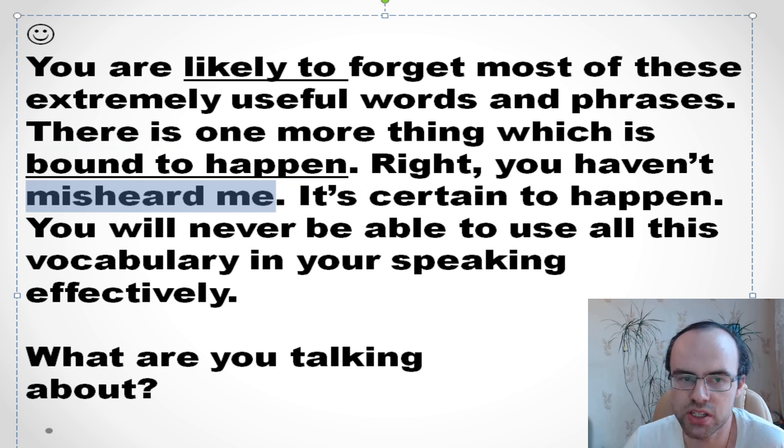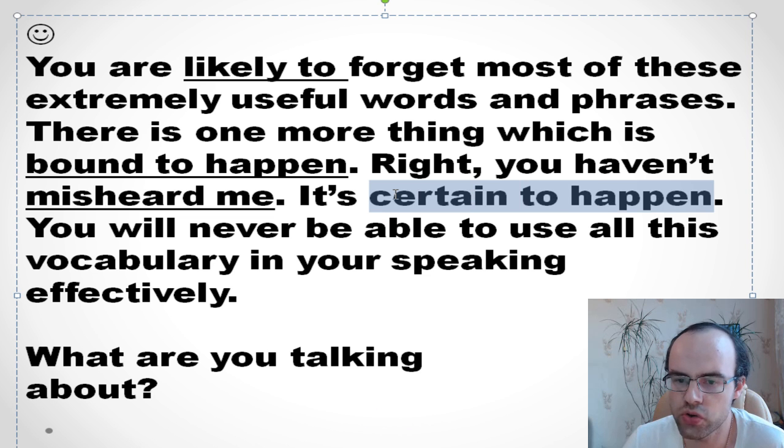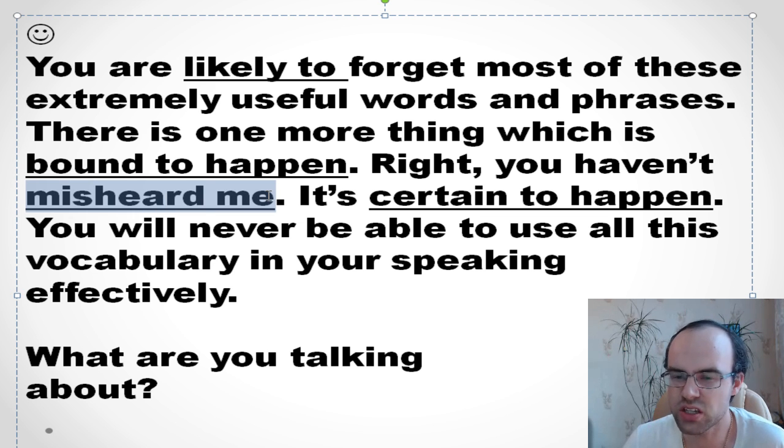It's certain to happen. So, these phrases are similar. You can say bound to happen or certain to happen. It means the same. It means that these things will definitely happen. I'm sure that these things will happen, and you haven't misheard me. You heard this information, and don't think that this information isn't right or isn't correct. No, this information is good, is reliable, you can trust this information.